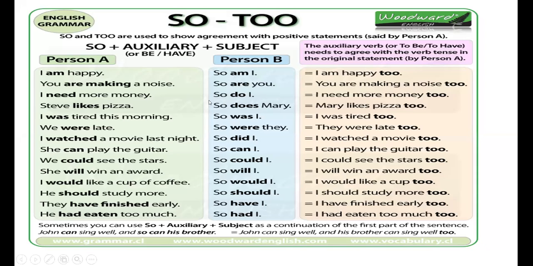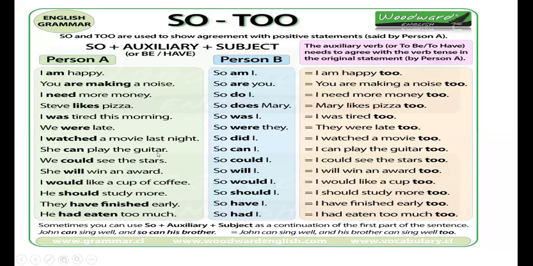I need more money. So do I. Steve likes pizza. So does Mary, right? Because I'm talking about a third person. I was tired this morning. So was I. Look, was. We were late. So were they. I watched a movie last night. So did I, because I'm talking about a past action, right?